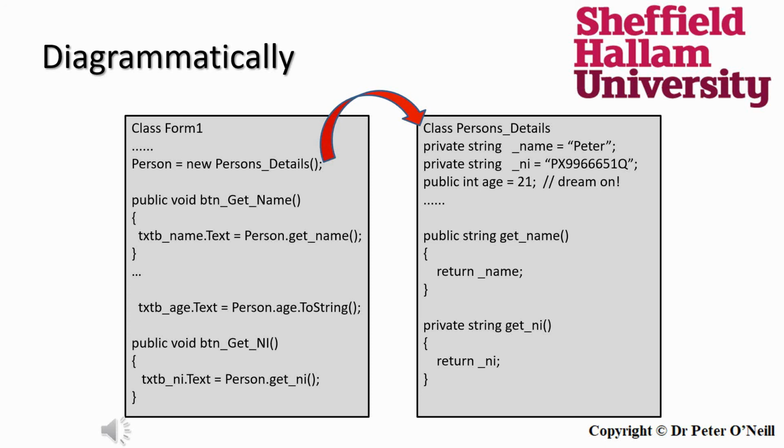Now notice in our person class, private string, public int age equals 21. Dream on. What it's saying there is that if you wanted to know my name, it wouldn't give it to you, you've got to ask the class to give you the name. Yes? If you wanted my NI number, you'd have to ask the class to send my NI number back, and we're sending it back in the format of a string. However, you could just go to the class and say, what's his age? And it will give you that back.